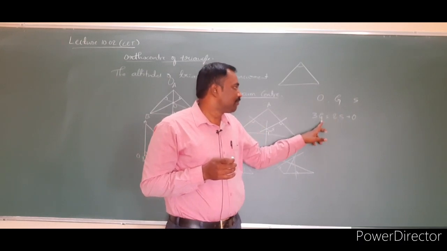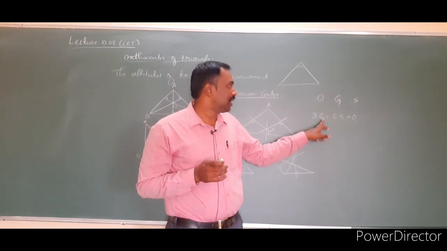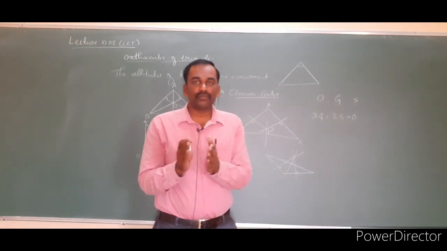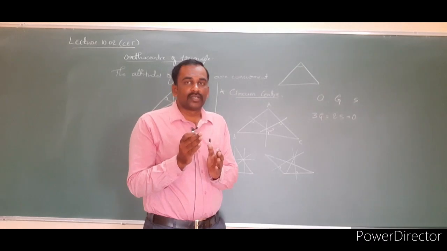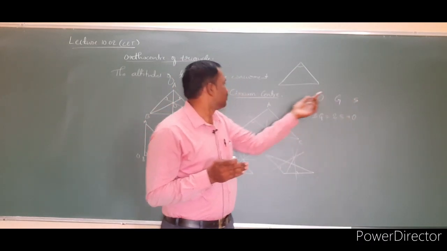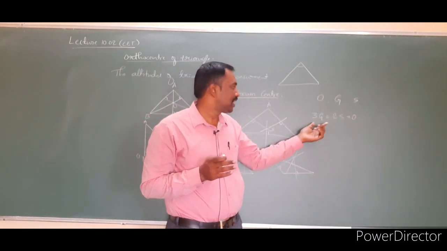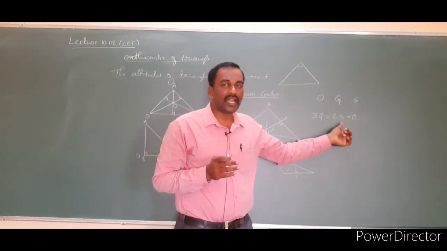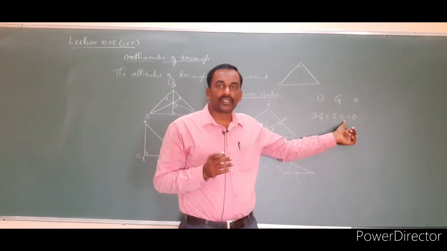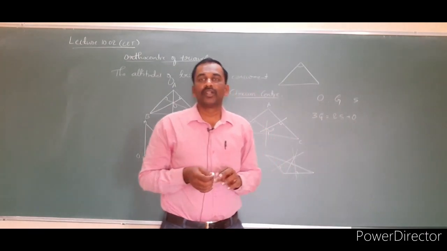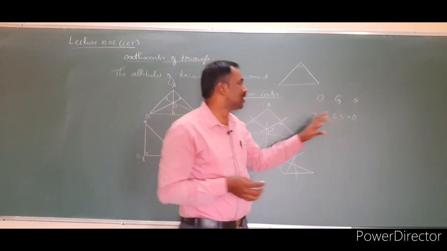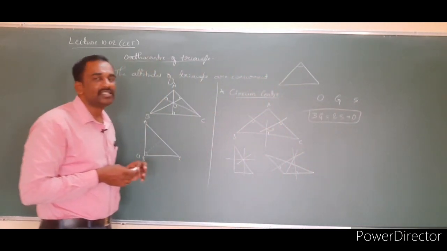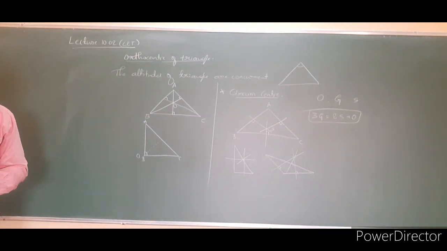Here the centroid divides the line segment in the ratio 2:1, so the relation between the orthocenter, circumcenter and centroid of the triangle is: 3 times the centroid equals 2 times the circumcenter plus the orthocenter of the triangle. This is the relation between the orthocenter, centroid and circumcenter of the triangle.